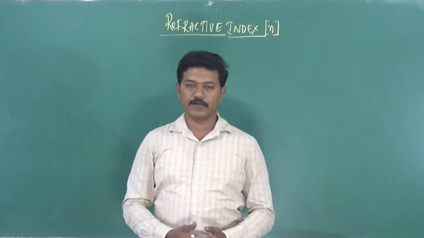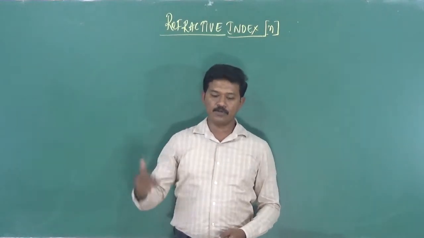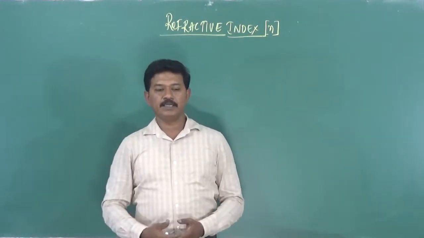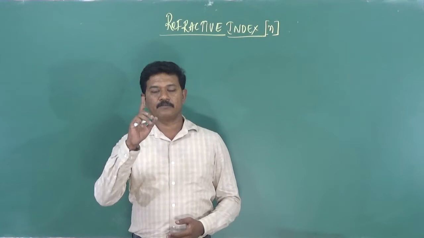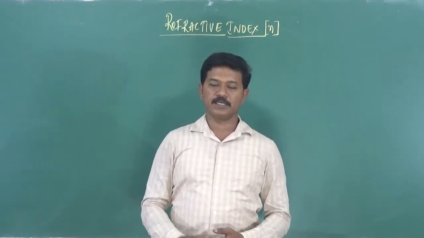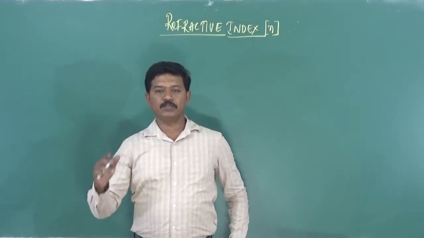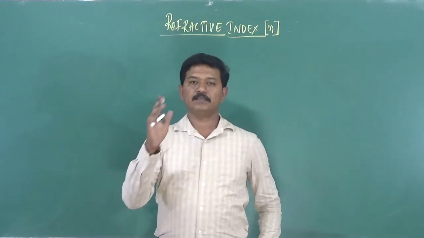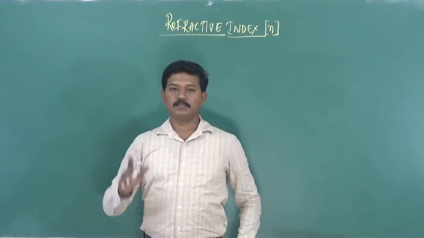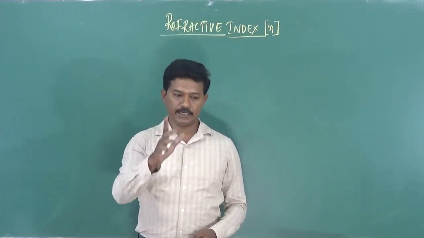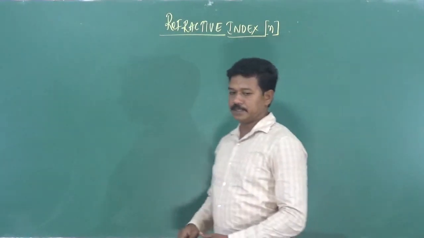The second law of refraction: the ratio of the sine of the angle of incidence to the sine of the angle of refraction, for any two given media and for light of a given color, is always a constant, and that constant is called the refractive index, right? Once again, the refractive index is indicated by the small letter n.